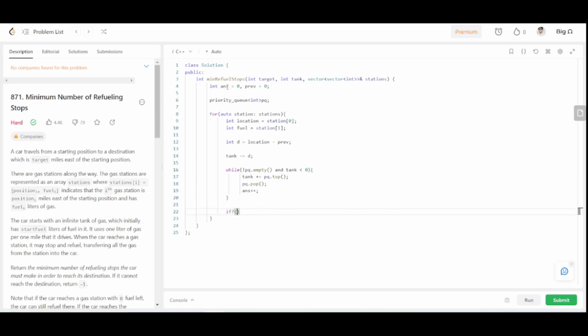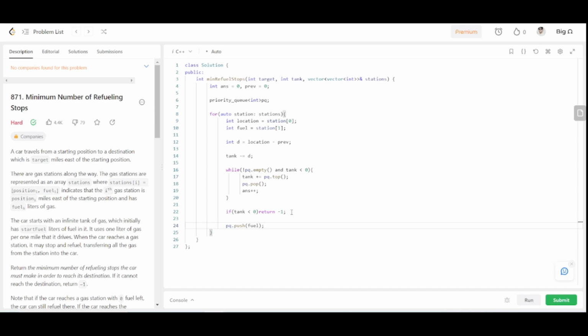Finally check if the tank is still negative. If the tank is still negative, that means even after stopping at every intermediate gas station and refilling from there, I was unable to make up for the distance. So from here return -1, that means I will never be able to reach this current location on which I am standing. Otherwise, I was able to reach this current location, and in this case I will push the current fuel into the priority queue.